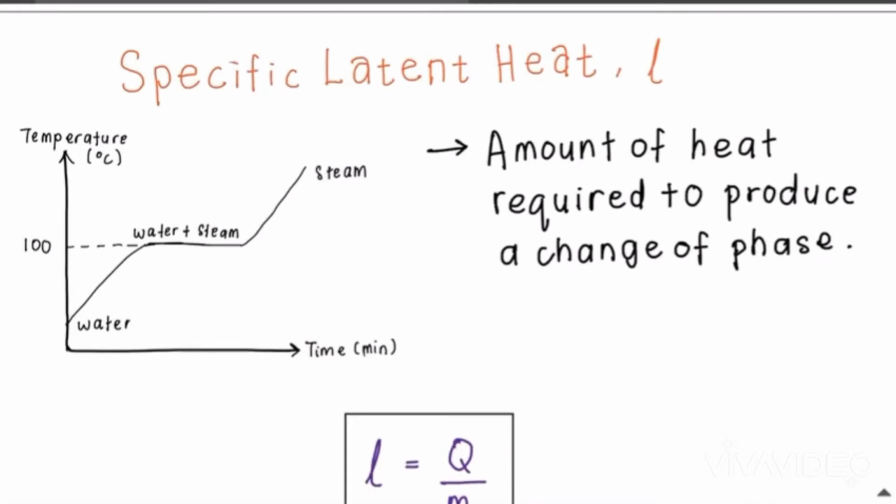Okay, we go into the third subtopic of heat, which is specific latent heat, L. So what is specific latent heat actually? It is actually the amount of heat required to produce a change of phase. Okay, you refer to this graph. As you can see, when water wants to change into steam, it will undergo a constant phase, or it will take a constant temperature during this phase.